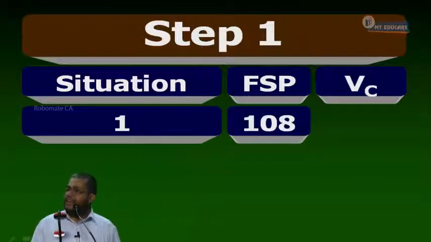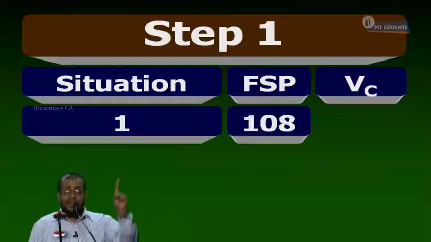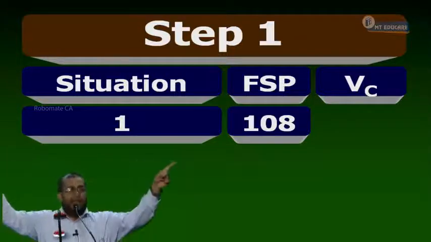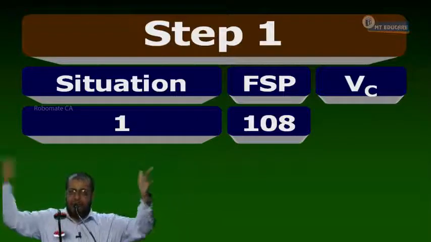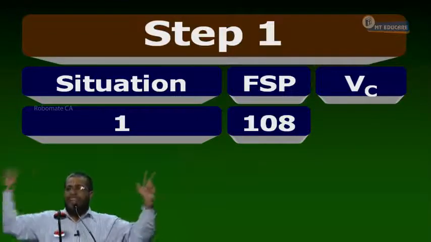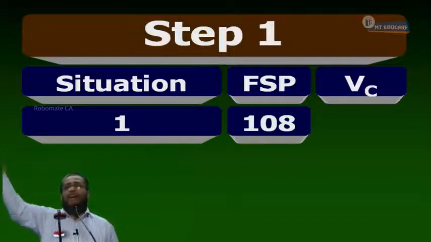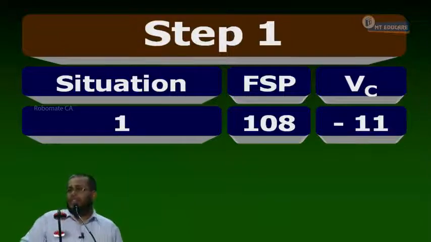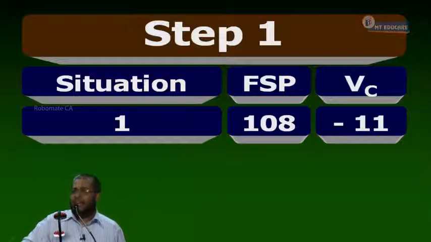Suppose FSP is 108. Are you a holder or writer? Our portfolio is a written call, so you are the writer. The other party decides. He has a strike price of 97, meaning the other party has a right to buy at 97. The share is worth 108. Will he exercise the right? Yes. For him, the value is 11. For me, the value is minus 11, because I lose 11 rupees, as I am forced to sell at 97 a share worth 108. Am I right or not?